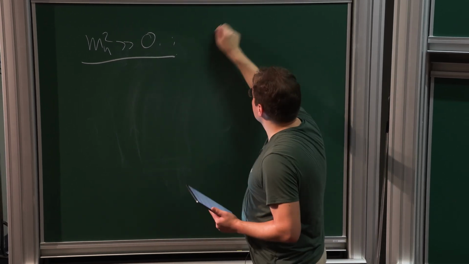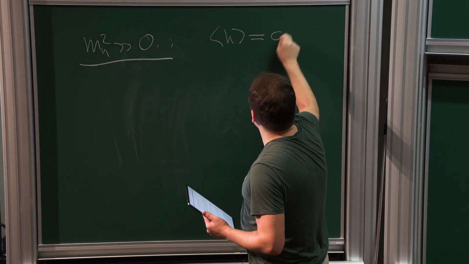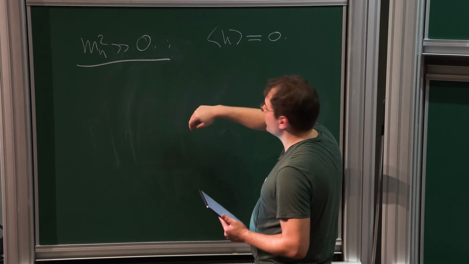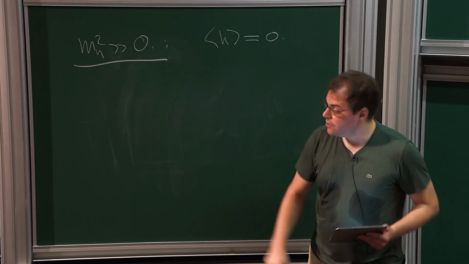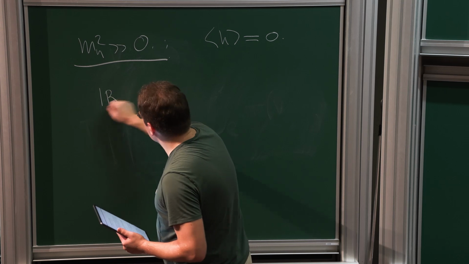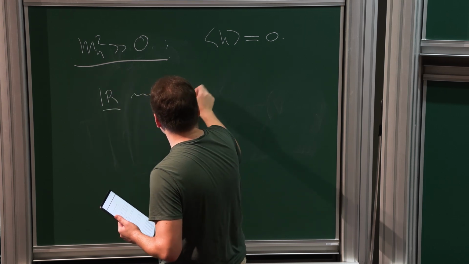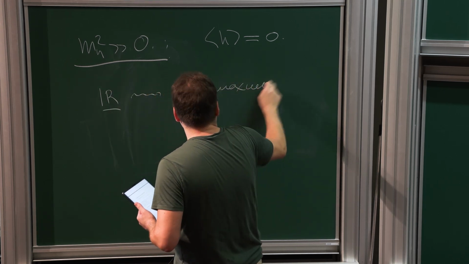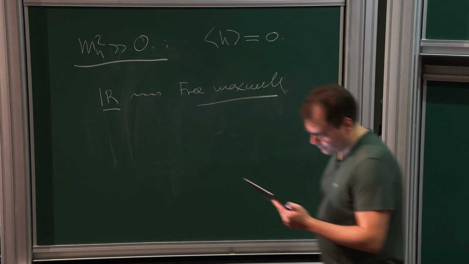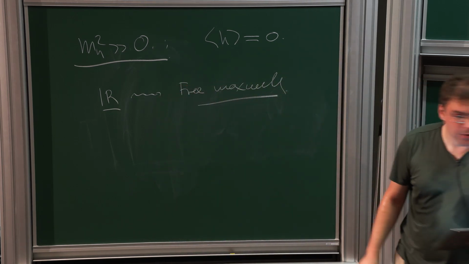Then h gets no VEV, and h is very heavy, so we integrate it out. And at low energies, in the deep IR, you just flow to free Maxwell. So this is a theory we've by now beaten to death.